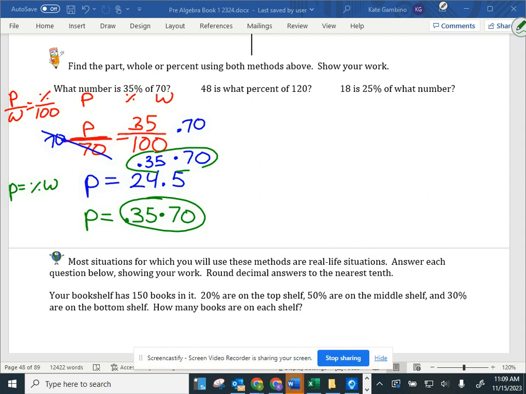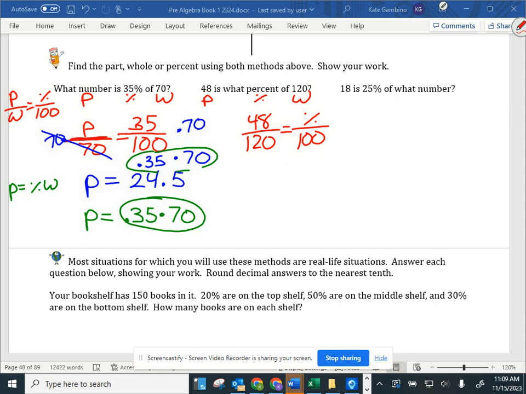So let's do it for the 48 is what percent of 120? 48, is that part, whole, or percent? Percent, I don't know. So that means my 120 is my whole. So, my part is 48, my whole is 120, and I don't know that percent over 100.